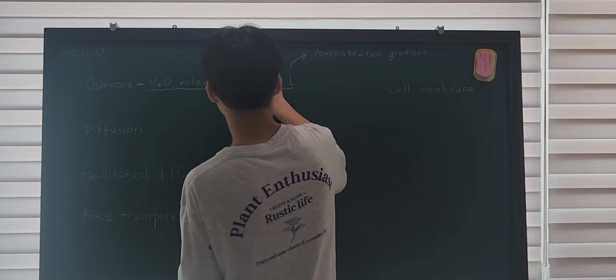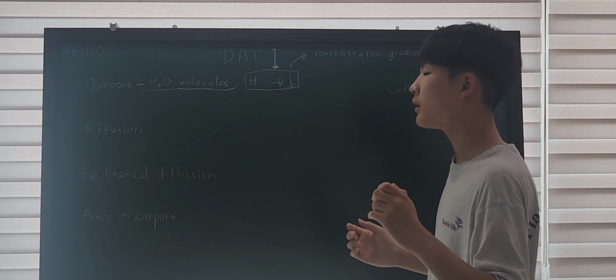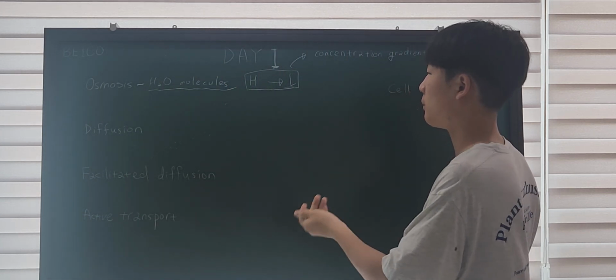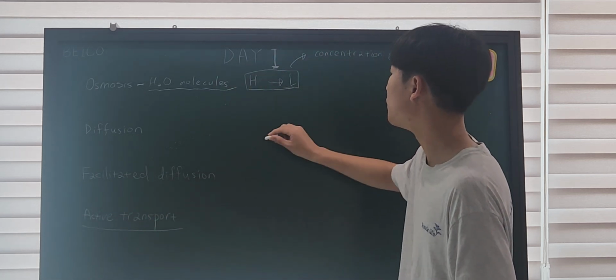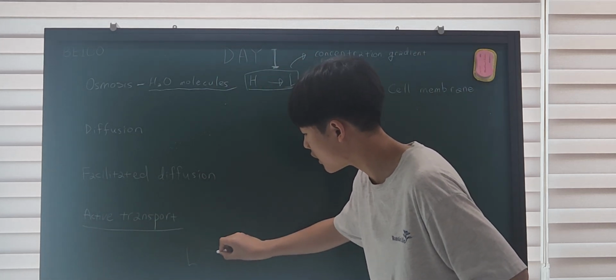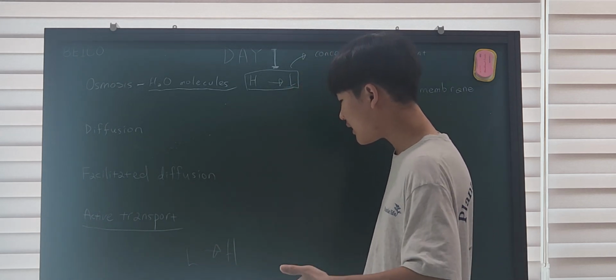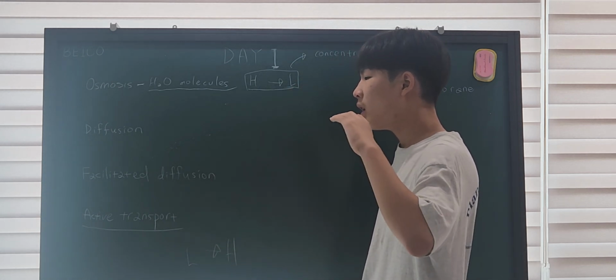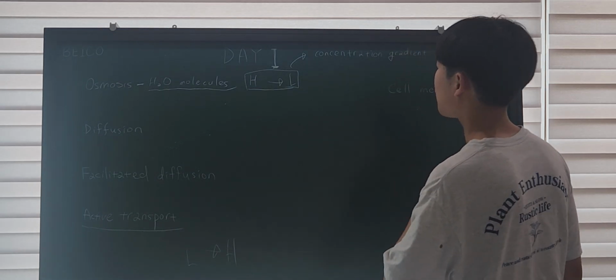So, this high to low concentration, this is the most natural way of transport. Except for active transport, which moves from an area of low concentration to an area of high concentration. And this is called going against the concentration gradient.